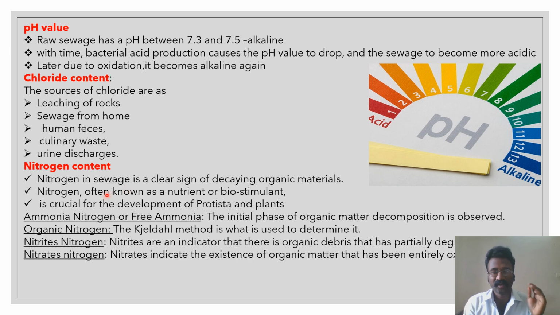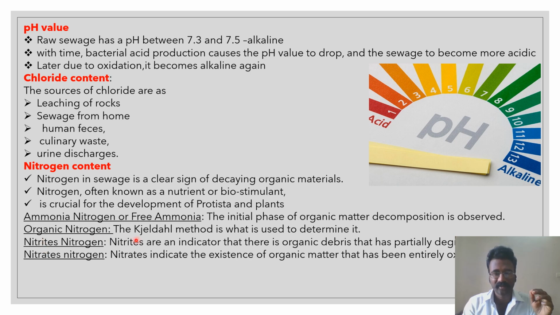So nitrogen content. What are the nitrogen present in wastewater? There are really four types. Before that, we're going to see a general thing. Nitrogen in sewage is a clear sign of decaying organic materials. Nitrogen is often known as a nutrient or biostimulant. It is crucial for development of protista and plants. So here, ammonium nitrogen or free ammonia. The initial phase of organic matter decomposition is observed through ammonia nitrogen or free nitrogen. We can detect it if it is present.